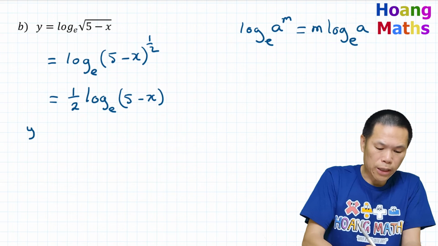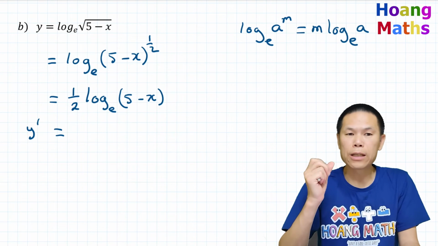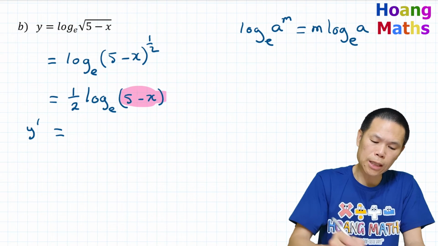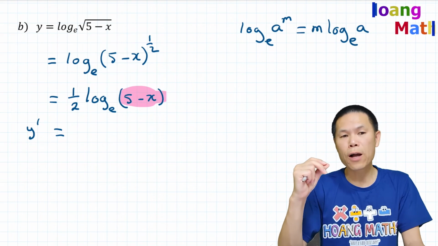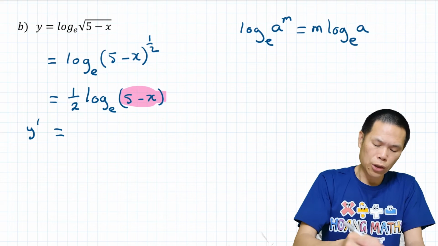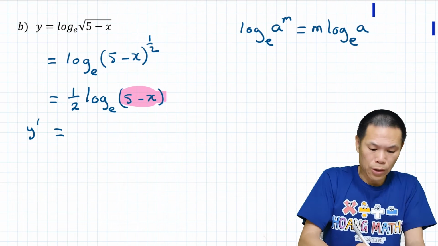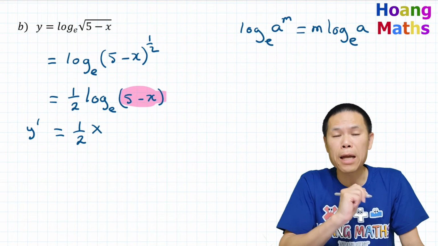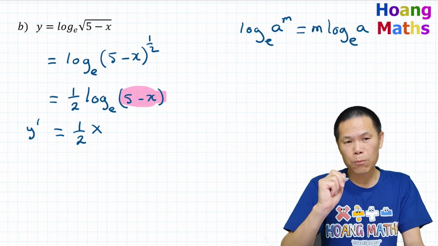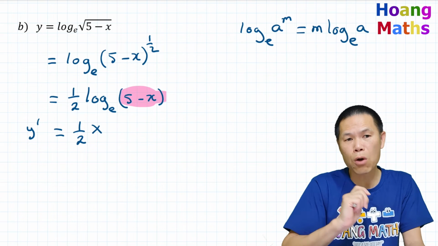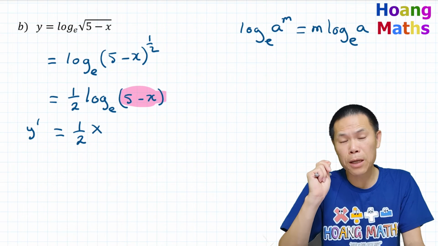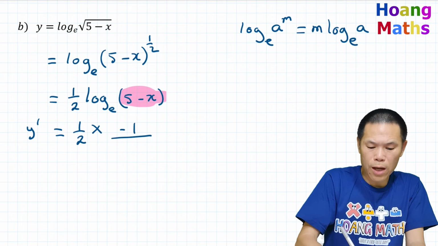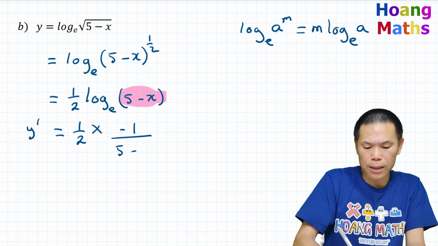So I can write y dash equal, or I can write dy dx. So now to differentiate this, we need to differentiate inside here the function and put it over the function itself. So a half is a constant. So let me just write this down, and with times, differentiate 5 minus x is equal to negative 1. Because we differentiate 5 is 0. Differentiate negative x, it will give me negative 1. So that becomes minus 1 over the function, that is 5 minus x.